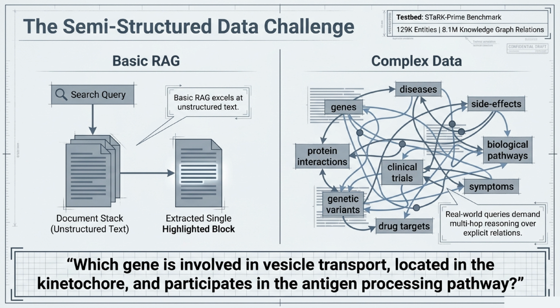First, let's talk about the semi-structured data challenge. Basic RAG is fantastic when you're dealing with unstructured text, like pulling a single highlighted block from a stack of documents. But complex data is a different beast. Take the STaRK Prime benchmark, for example, which features over 129,000 entities and 8.1 million knowledge graph relations. Real-world queries, like asking for a specific gene involved in vesicle transport that participates in a specific pathway, demand multi-hop reasoning over these explicit relations.